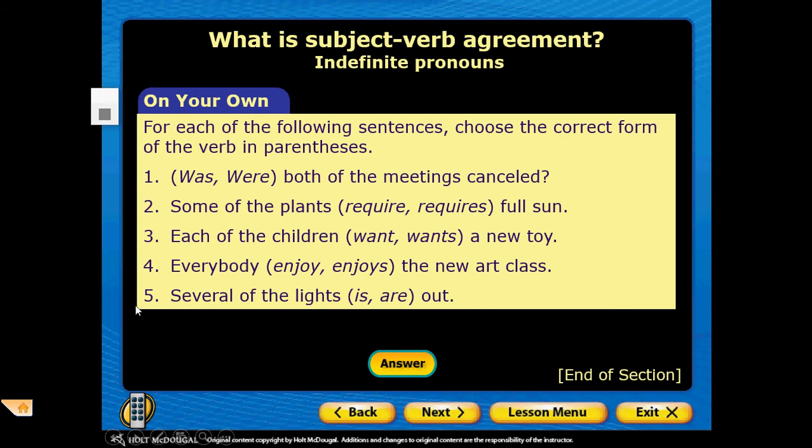So let's move on to number five. Several of the lights is or are out. Aha, the word several is always plural because it refers to more than one thing. So which one are you going to go for? The singular form with an S or the plural form without an S? Plural. Yes, absolutely right, Anthony.